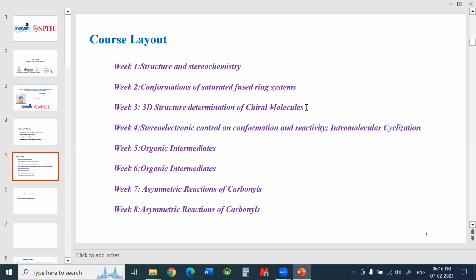And in the seventh week, mainly the asymmetric reaction on the carbonyl carbon. We know the carbonyl carbon is an sp2 carbon, and it's a kind of stereogenic center. So after reaction on that carbon, we can generate a new stereocenter. So this type of reaction will be studied in week 7. And in week 8, similarly, more advanced reactions and problems based on them will be studied. This is just the general layout I have shown here.